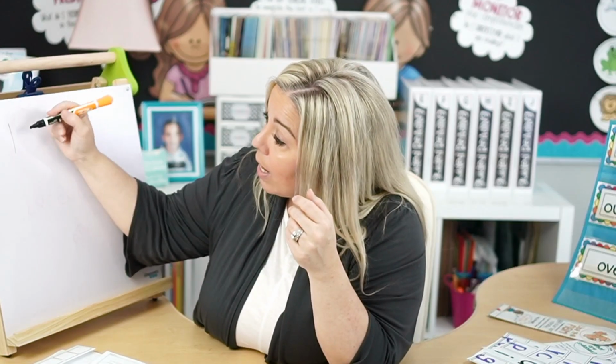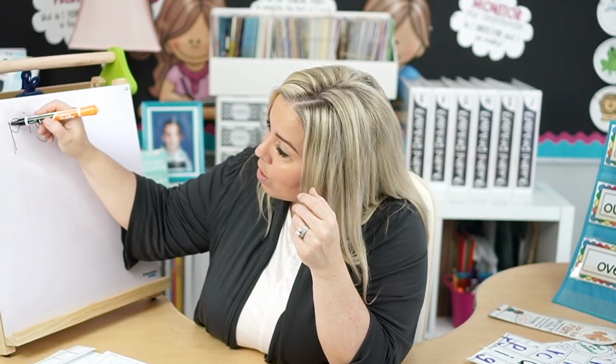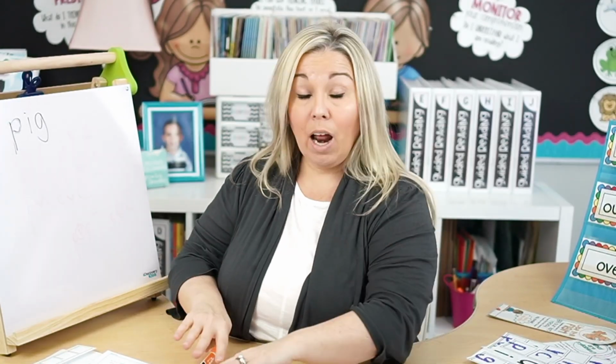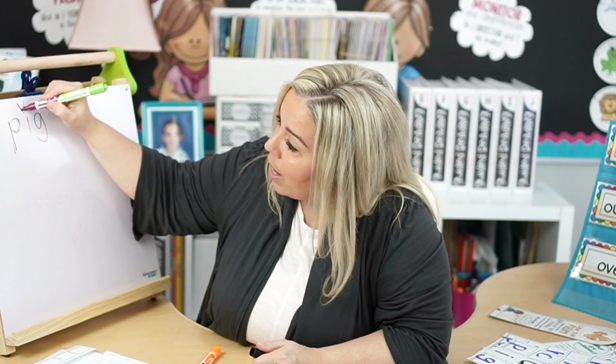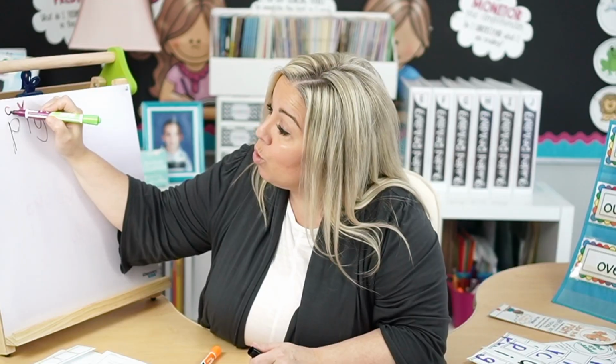And the word that we were just using, pig, is a closed syllable. Pig. Sorry, my marker is not working that well. Pig is a closed syllable, and I'm going to explain why. Because this is a vowel, this is our vowel sound, it's closed in by two consonants.